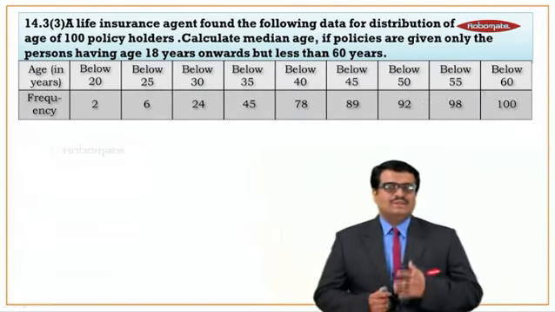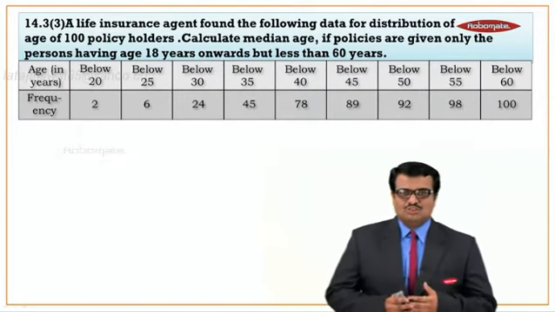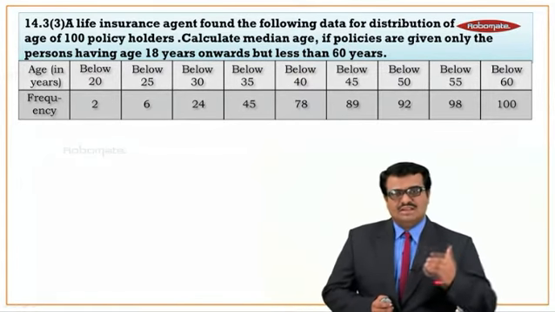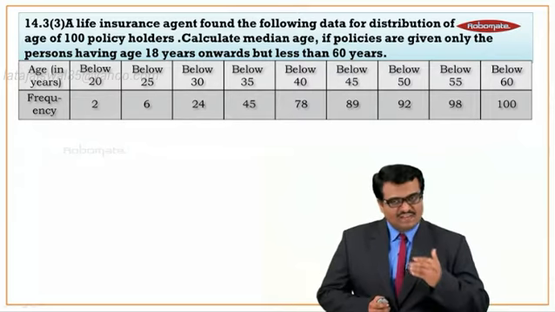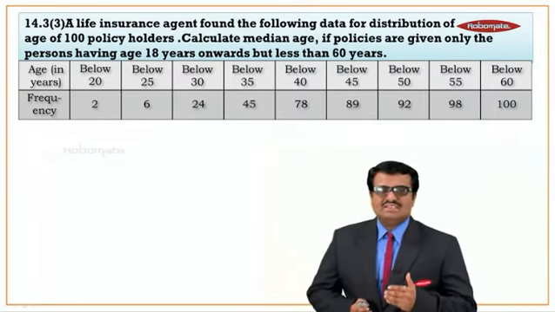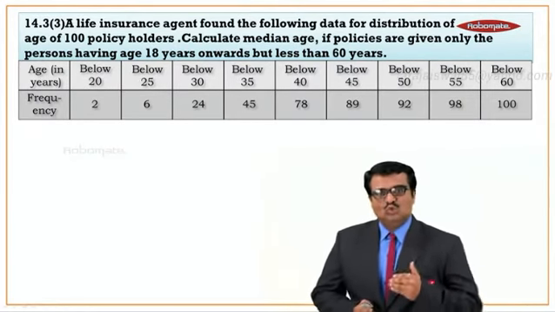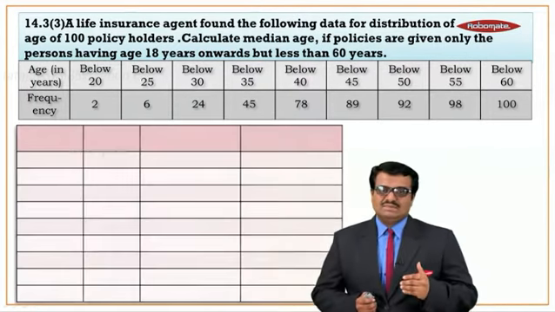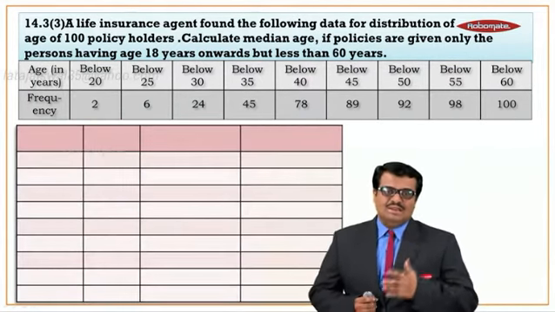Okay, and the question is this: age in years is the first row: below 20 years, below 25 years, below 30 years, below 35 years, and so on. And the second row, they have given us the frequency. The frequencies are 2, 6, 24, 45, and so on. Okay, the question is, we have to calculate the median.